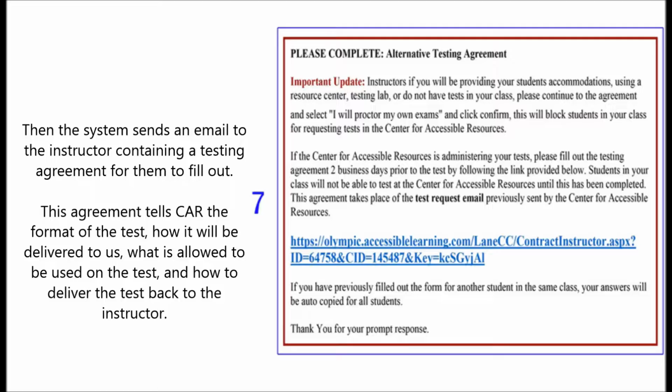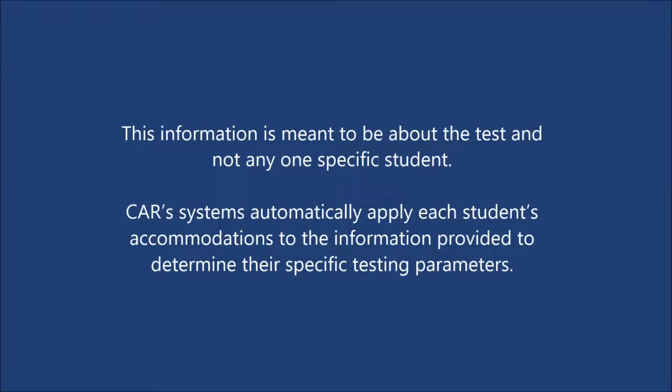Then the system sends an email to the instructor containing a testing agreement for them to fill out. This agreement tells CAR the format of the test, how it will be delivered to us, what is allowed to be used on the test, and how to deliver the test back to the instructor. This information is meant to be about the test and not any one specific student. CAR systems automatically apply each student's accommodations to the information provided to determine their specific testing parameters.